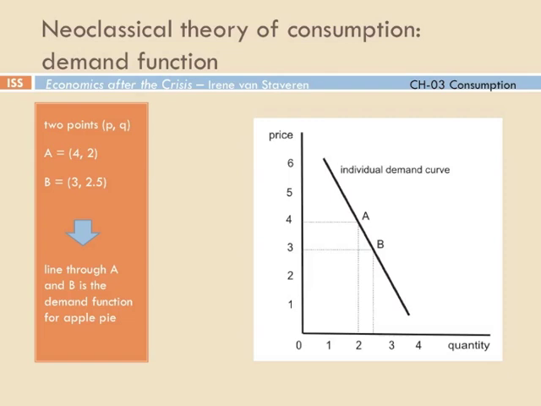This diagram shows the demand function for apple pie. Point A, 4 units and 2 units. 4 is the price, £4. 2 is the number of pieces of apple pie. Point B, there's a price of 3, and then you consume 2.5. So the line through A and B is now the demand function for apple pie.